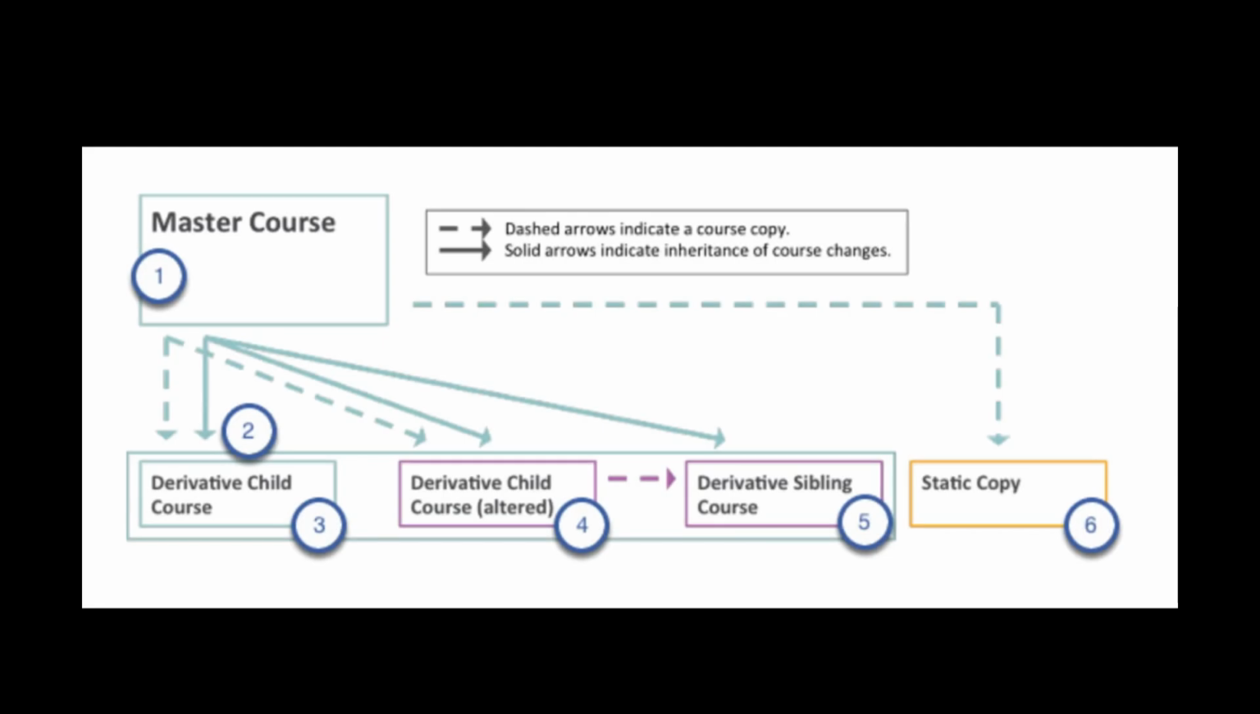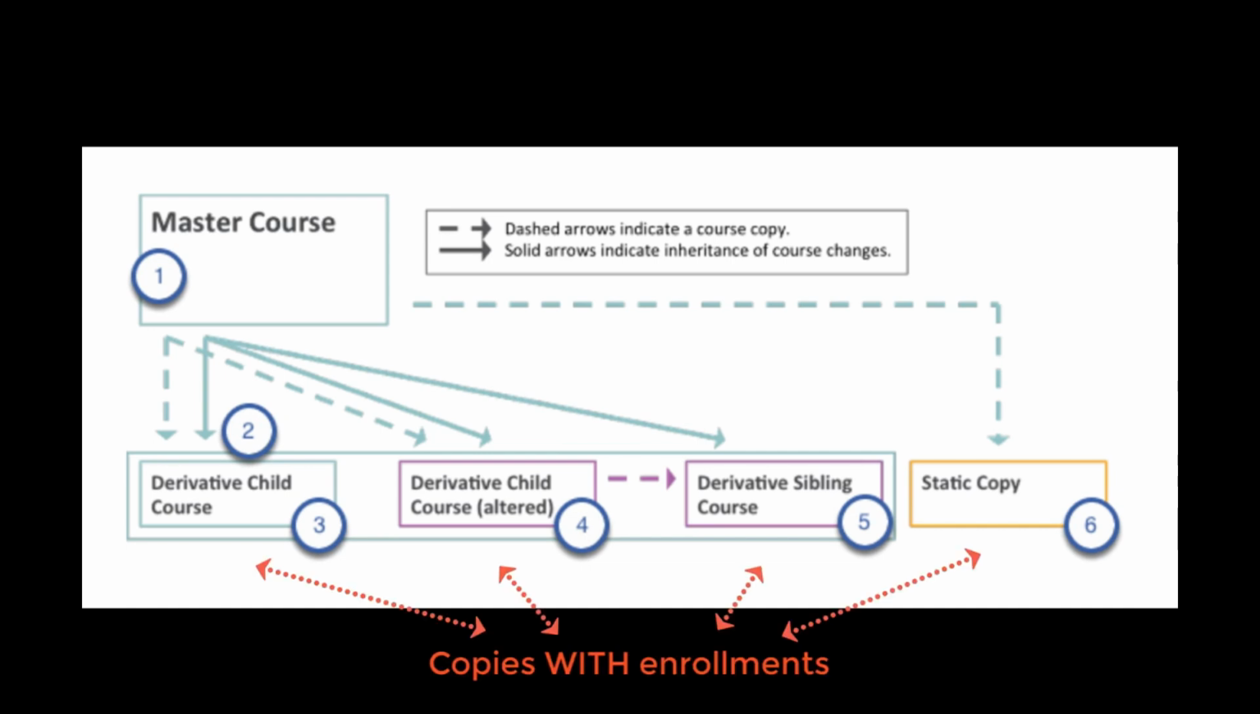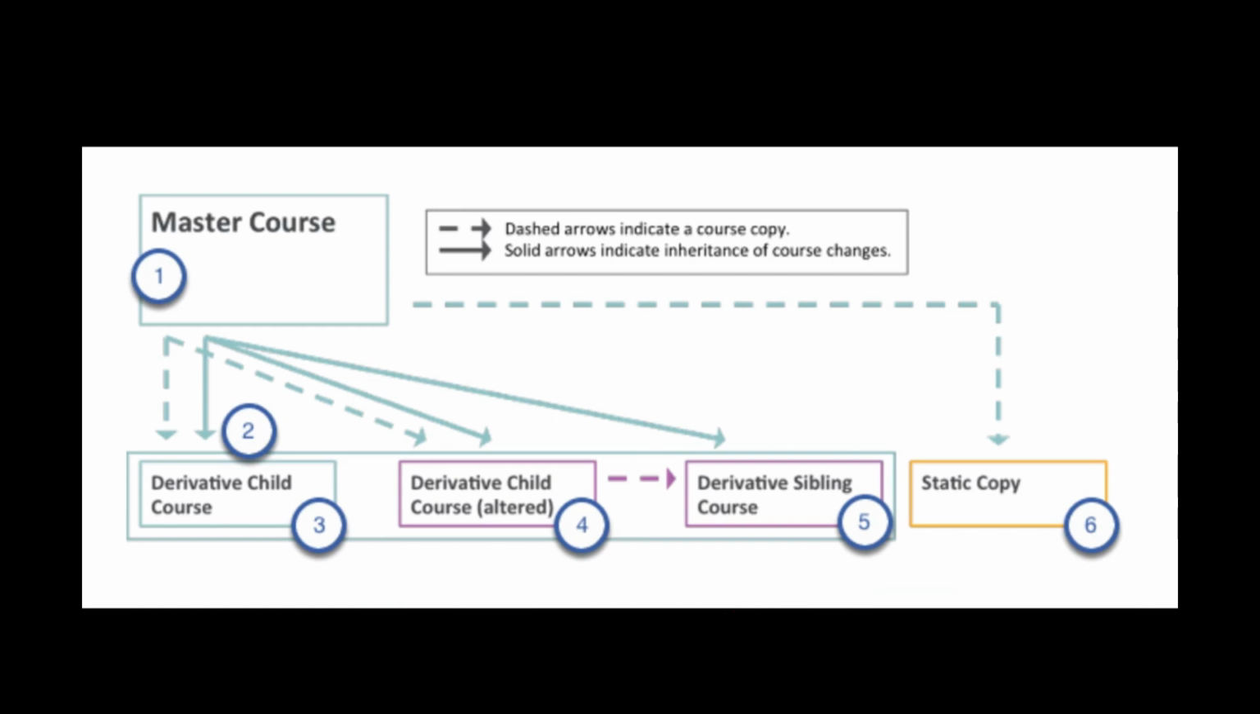Once you have a master course with content, it's time to create some derivative copies. In this video, I will describe the different derivative types. Once you create a derivative course, you no longer have access to any enrollment data that happens to exist in the master. The derivative courses begin as duplicates of the master course.